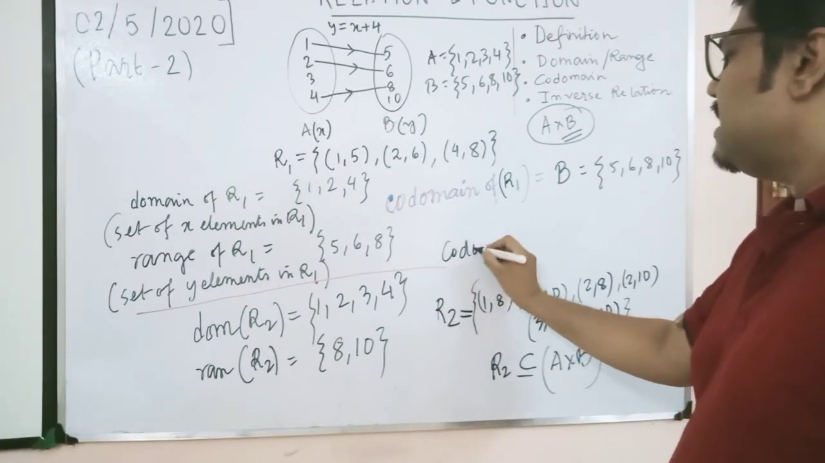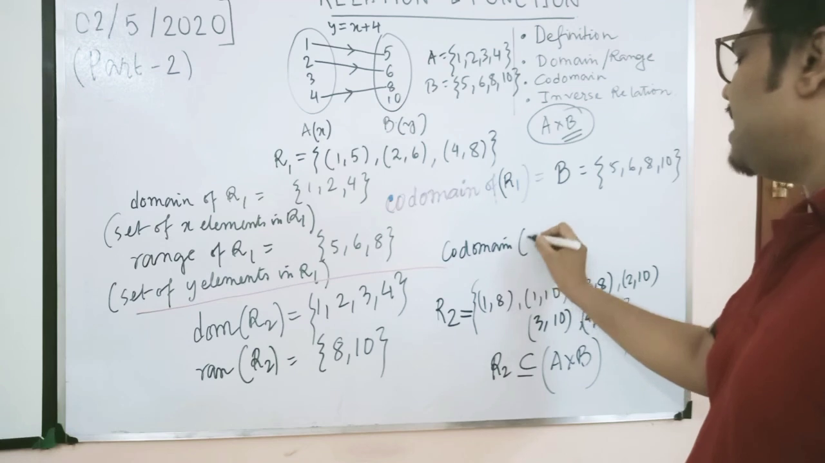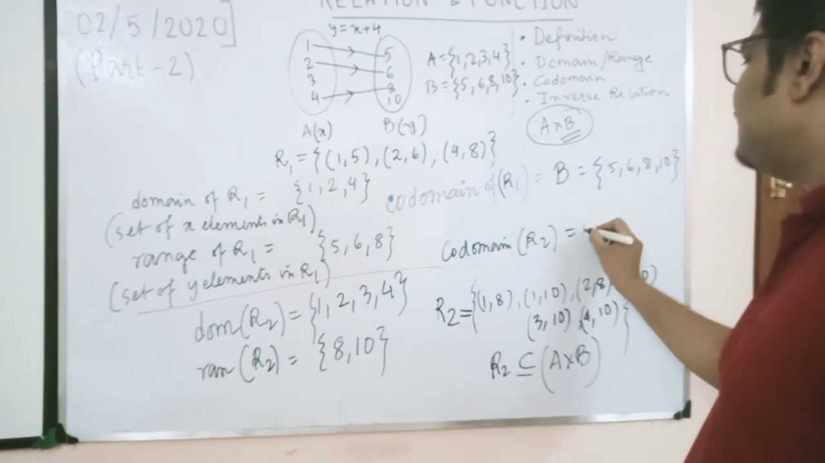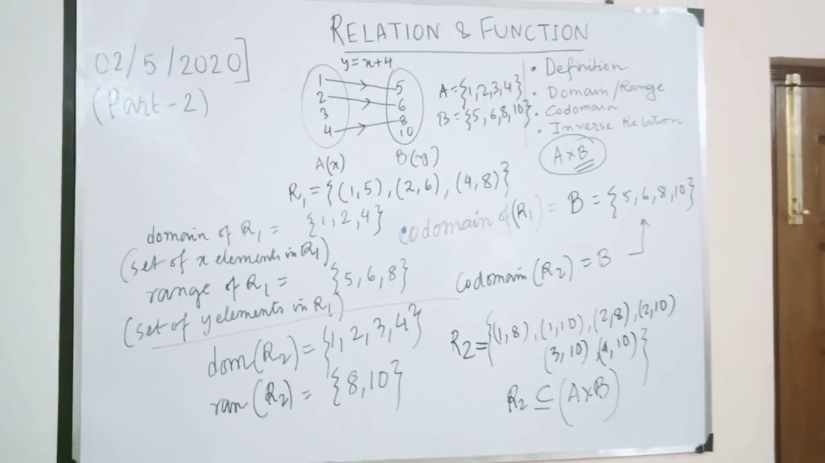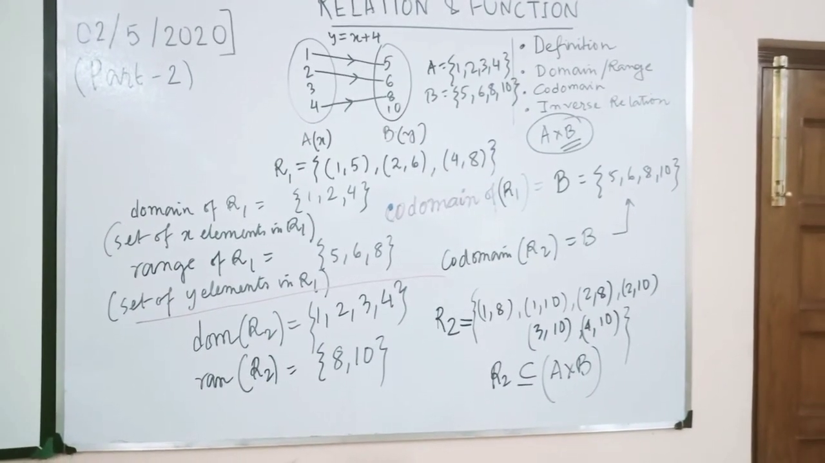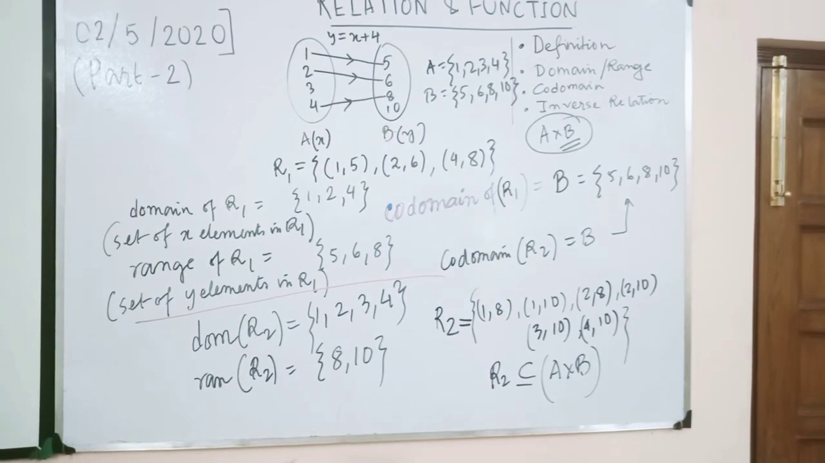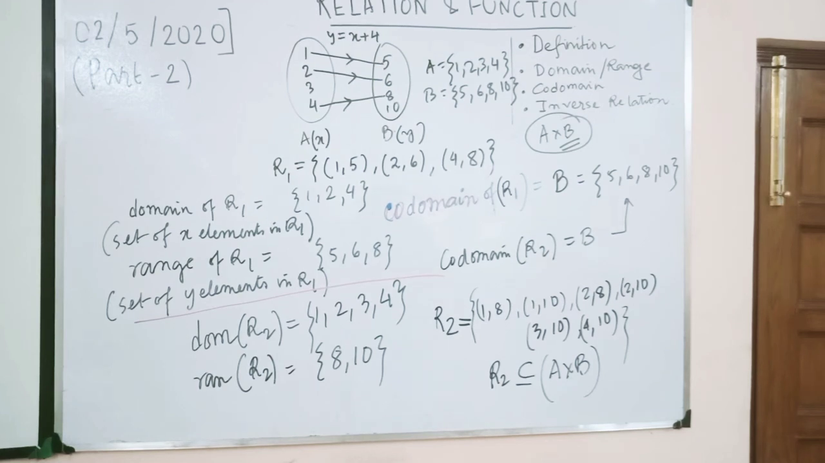Here you also get codomain of R2. That will also be B. That means same, the second set always. So range and domain you got are the specific elements that are inside the set, but the codomain is the second set of the Cartesian product.